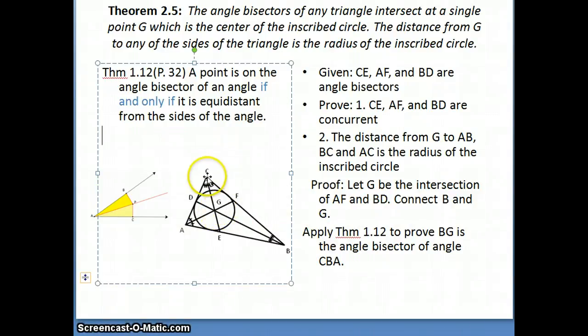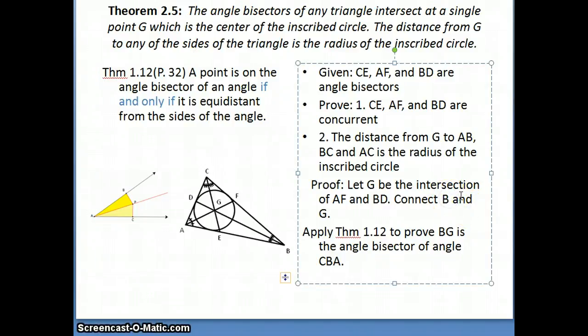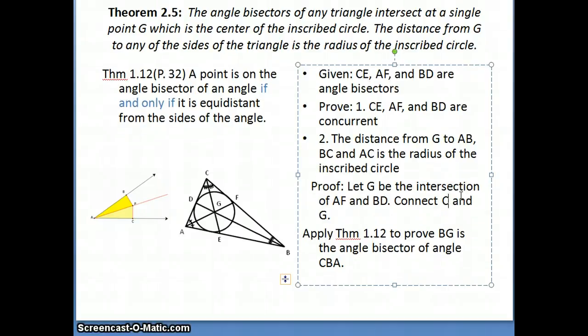But we need to prove CE must pass through the same intersection point G. Usually when we have three lines, they may not intersect at the same point, so it could be like this, but we want to prove CE also passes through this G. We connect C and G instead of B and G here. So we apply theorem 1.12 to prove CG is also the angle bisector.